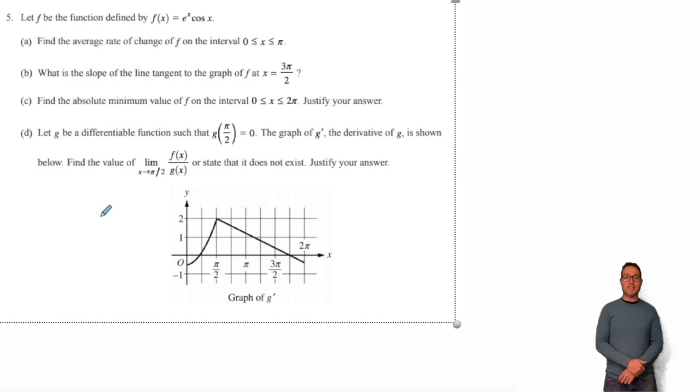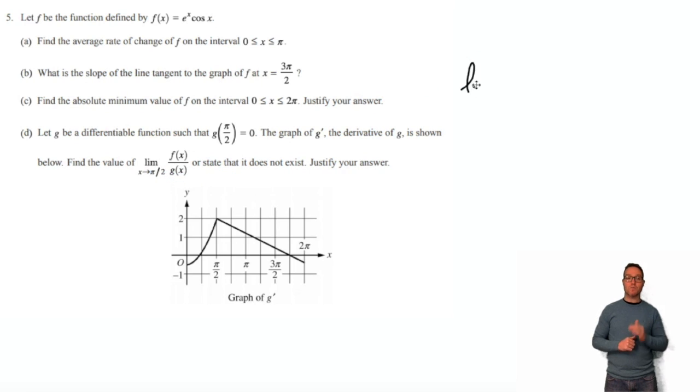Okay, here's part D. Let g be a differentiable function such that g of pi over 2 is 0. The graph of g prime, the derivative, is shown below. Find the value of the limit as x approaches pi over 2 of f divided by g, or state that it doesn't exist and justify your answer. Okay, so we want to find the limit of f of x over g of x.